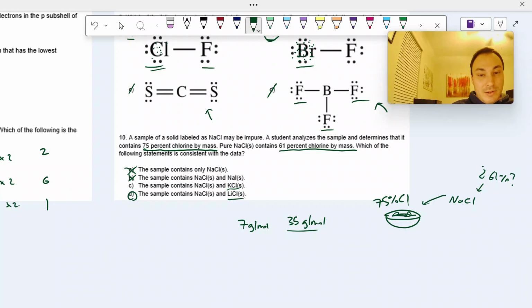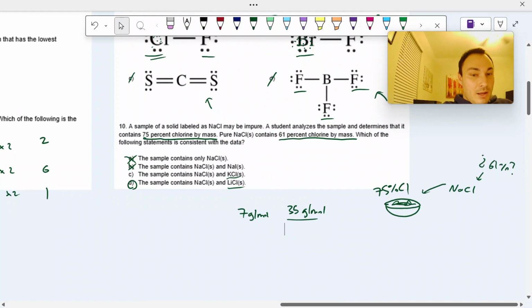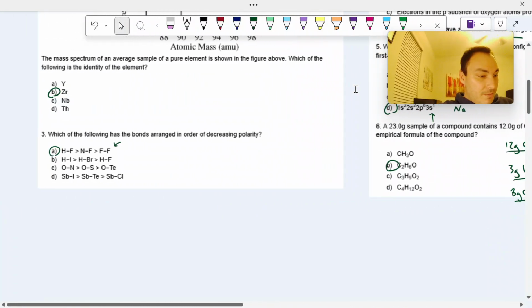Potassium is way more than that. Potassium is above 35, like 40 or something like that. So it's actually going to have less than a 50% mass of chlorine. The answer is lithium, because lithium being in there would drive that mass percent up. You can do the math and determine that for yourself, but it's multiple choice. Let's take shortcuts if we can. All right, 10 down, 4 more to go.